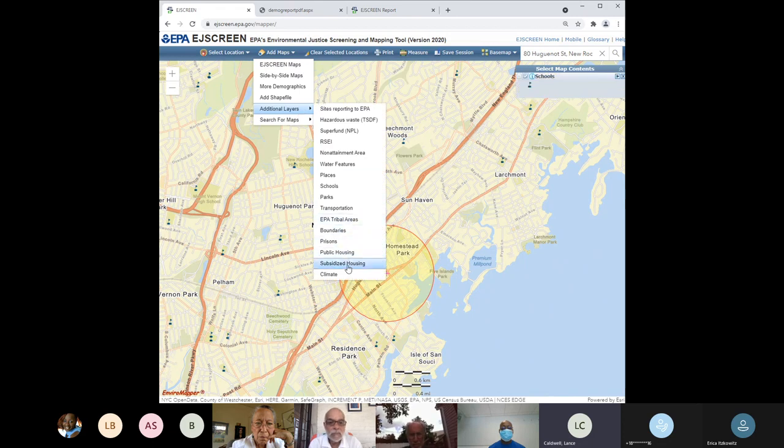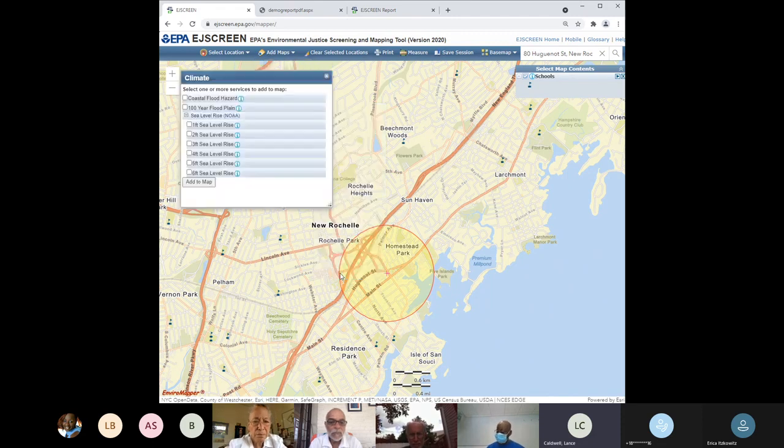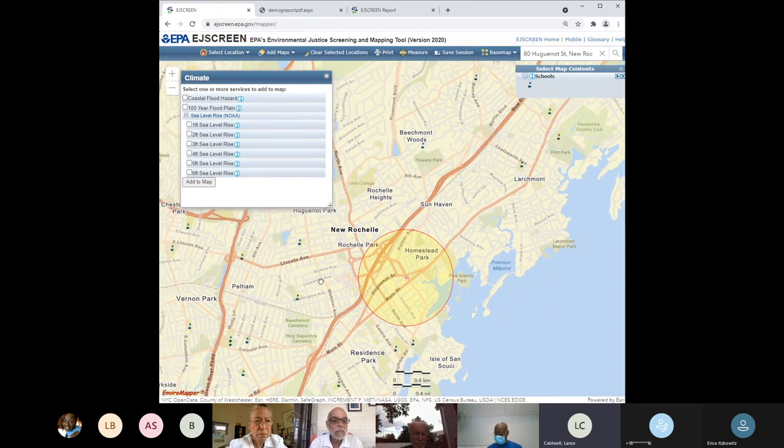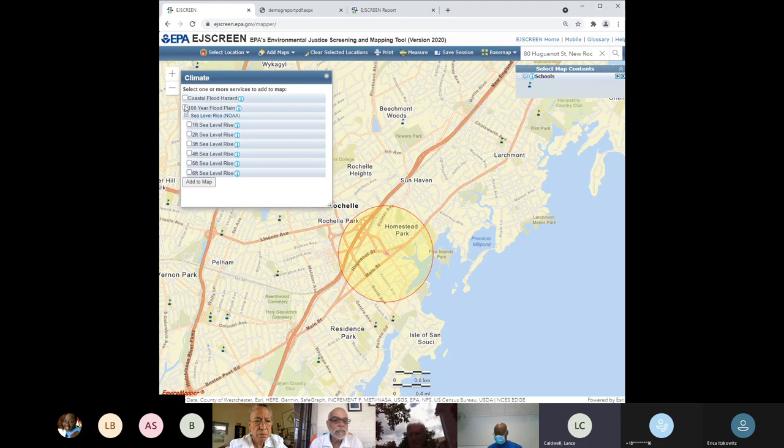Prisons, public housing, subsidized housing, and there are new climate layers that were just added a few months ago, which are really interesting. I'll just show you because it's a little scary and fun at the same time. You can select the coastal flood hazard areas, and these are the places with the most hazards by NOAA, I believe.